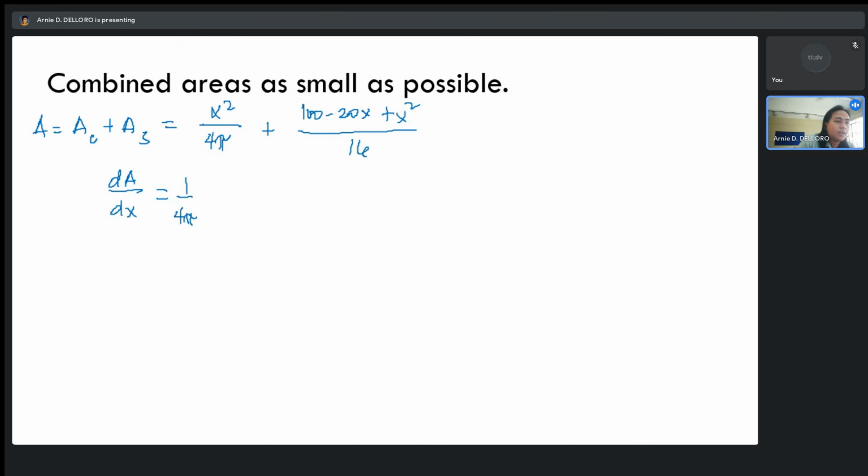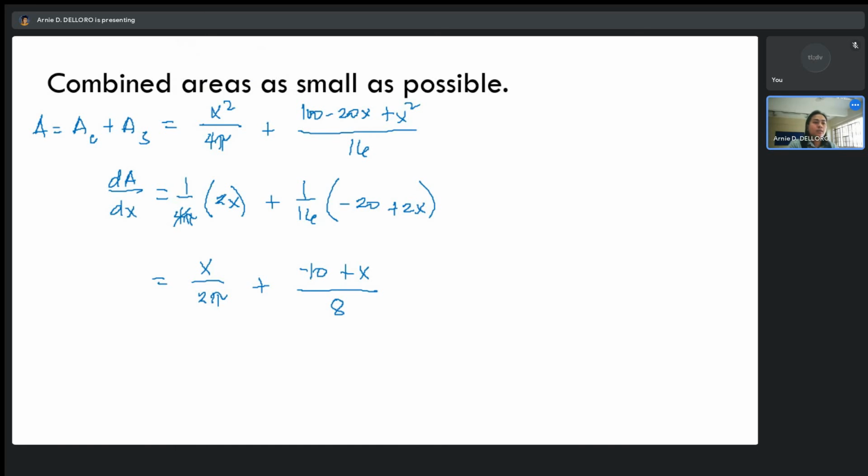So, 4 pi. The derivative of x squared is 2x, plus 1 over 16. The derivative of a constant is 0. The derivative of negative 20x is negative 20. The derivative of x squared is 2x. So, simplifying, we have, ito mga cancel. This will give us x over 2 pi plus negative 10 plus x over 8.